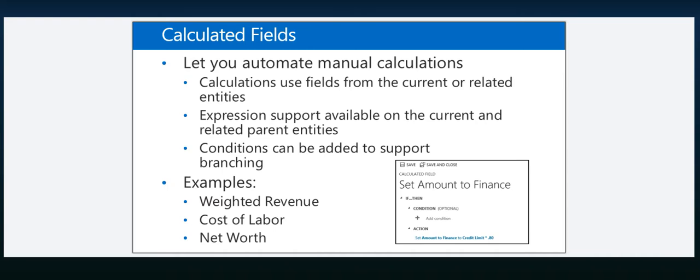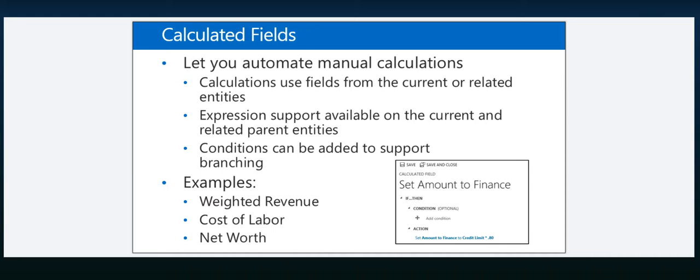The first one then being calculated fields. Calculated fields will let you automate manual calculations. So it's basically picking up information from other fields that are available on the entity or a related entity. And there's expression support available that'll help you create the formulas. And you can also add conditions and filters to when you want to use those calculated fields.